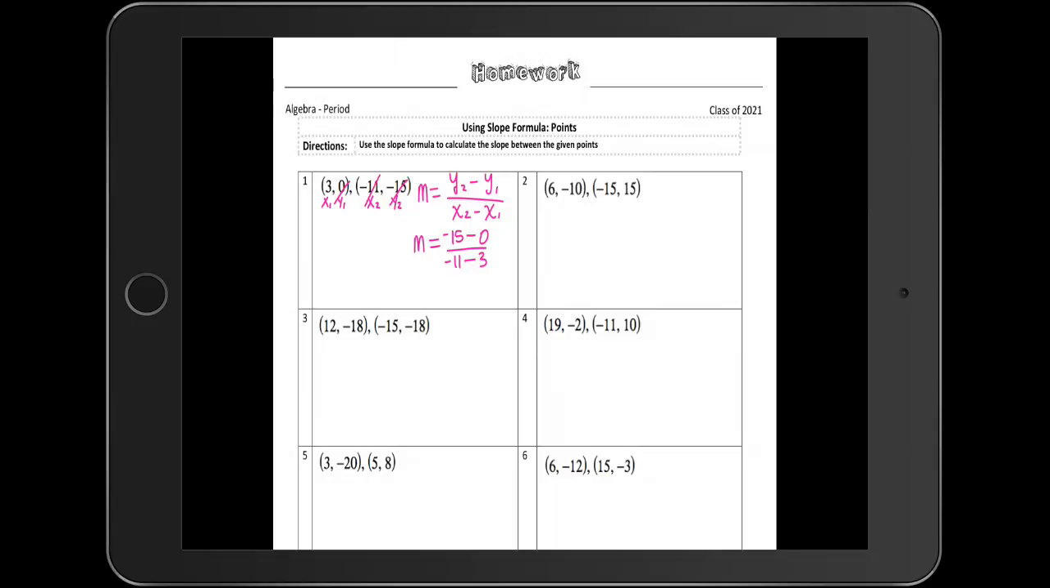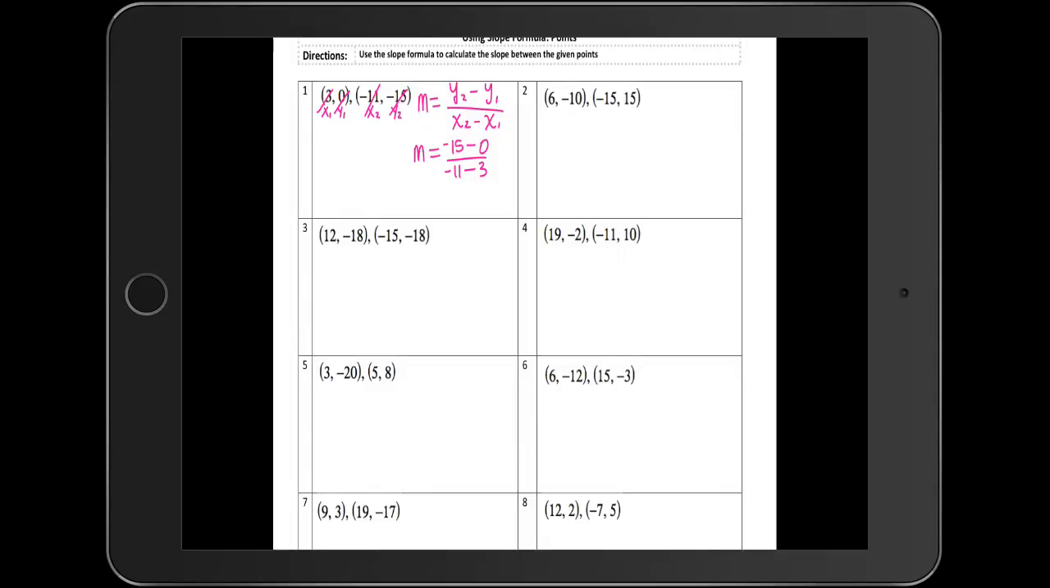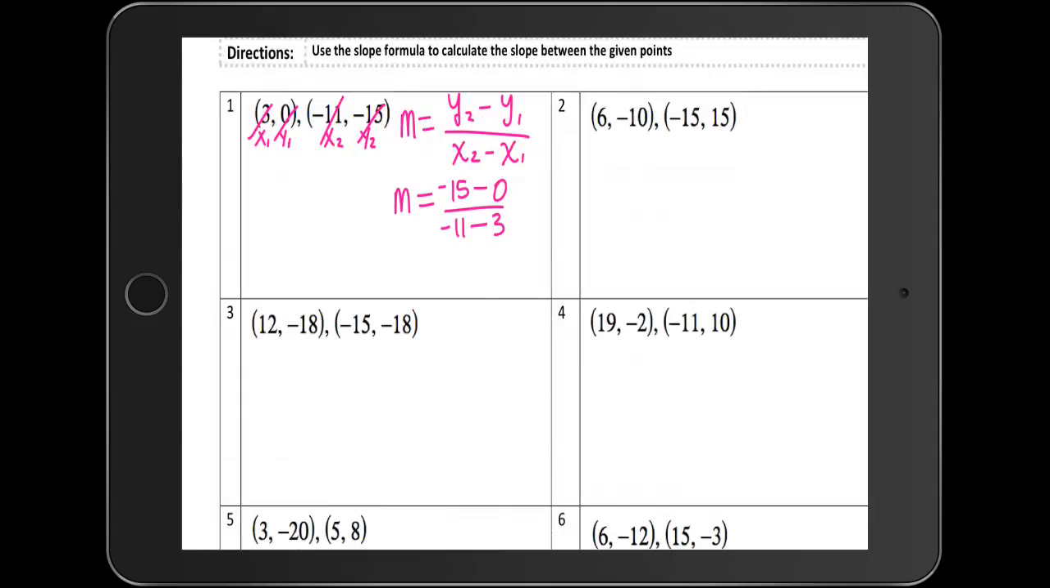So now both of these are requiring me to use what I know about integer rules, because I have a negative and I'm subtracting. So I have negative, so keep, flip, change. Keep, flip, change. So negative 15 minus 0, still negative 15. That's good. Negative 11 plus a negative 3. Well, negative 11 and negative 3 gives me negative 14. And then, of course, a negative divided by a negative gives me a positive, so I know this is really just 15 over 14. And that's our slope.